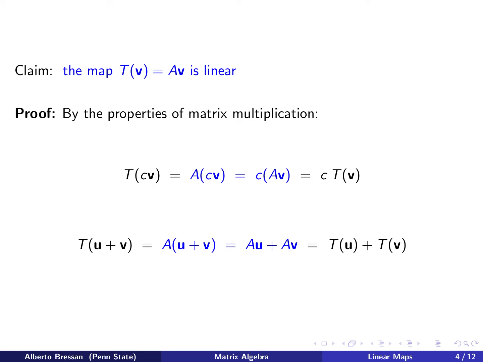Now the second property, transformation of u plus v. Well, we take the u plus v here and we transform it, so it's A times u plus v. And then we use the distributive property of a matrix product, and it becomes Au plus Av. I can distribute the A onto each. And then Au is just transformation of u, and Av is transformation of v. So that's the second property. So we have just shown that this map T is a linear mapping.